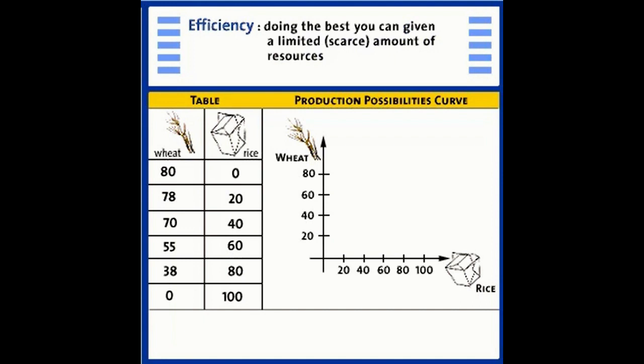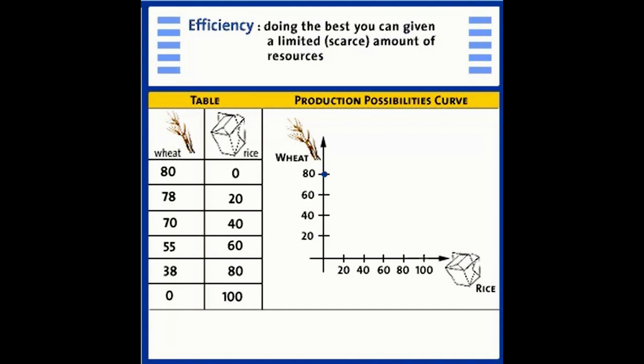And let's now take the numbers, which are now over on the board, and put them as points on a curve in this diagram. So the first combination of wheat and rice that's possible is all the resources devoted to wheat production. We produce 80 bushels of wheat and 0 rice. That gives us a point that's right here on the vertical axis. The next combination is 20 bushels of rice and 78 bushels of wheat. So we go over here to 20 bushels of rice and up to 78 bushels of wheat, and I put another point on the curve.